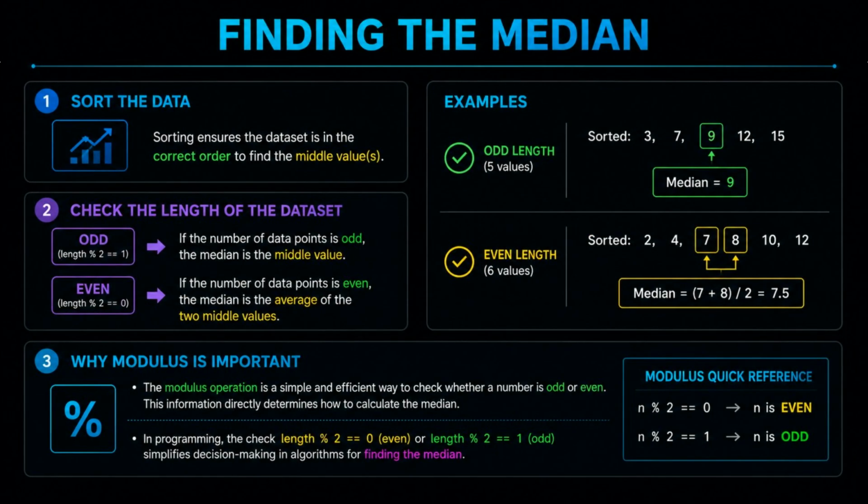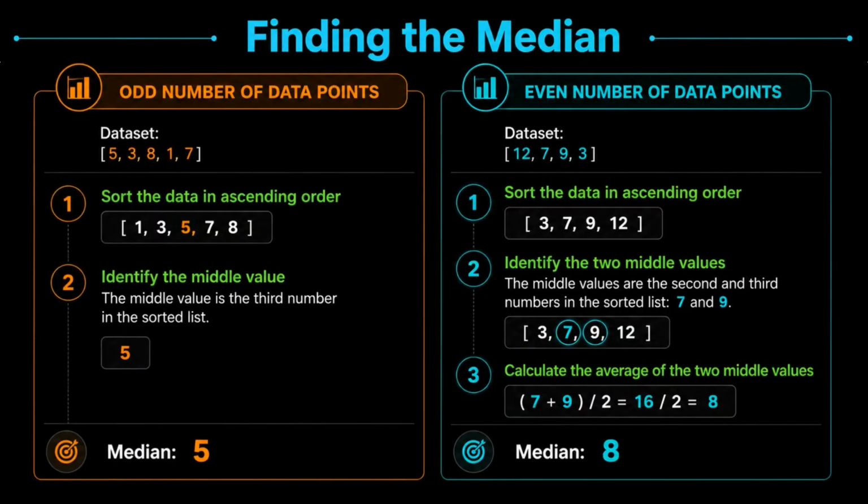Finding the median follows two steps. First, sort the data so the middle value or values are actually in the right position. Second, check whether the dataset's length is odd or even. Odd means the median is the single middle value. Even means it's the average of the two middle values. The modulus operator makes that check trivial. Length mod 2 equals 0 means even, equals 1 means odd, and that single check drives the rest of the median finding logic. Here's the even case worked through.